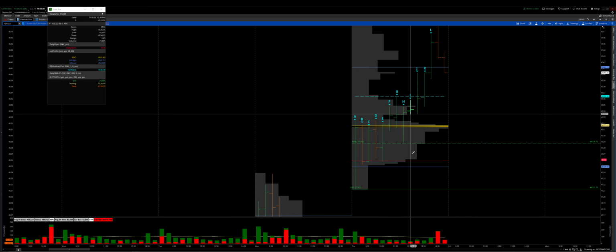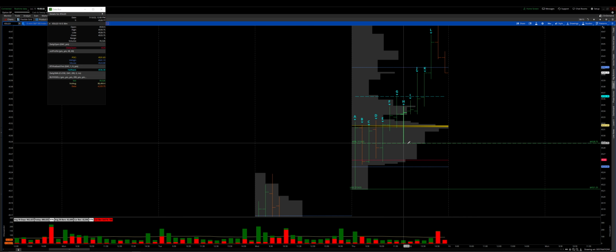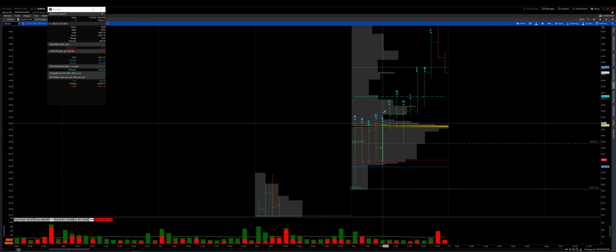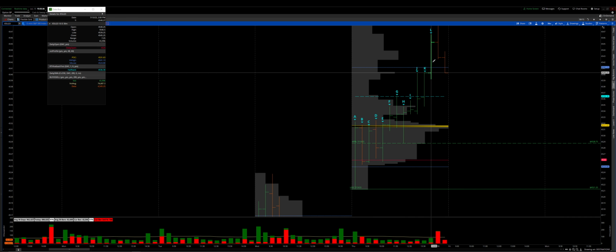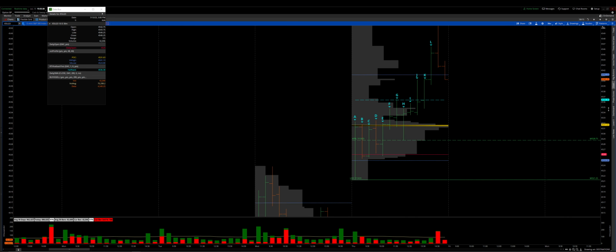So you can see we pulled back to that area, and as soon as we got there, couldn't get back to the opening. Buyers started to rotate this thing back up higher, got back near the high of day, and then we just ground up into the close.